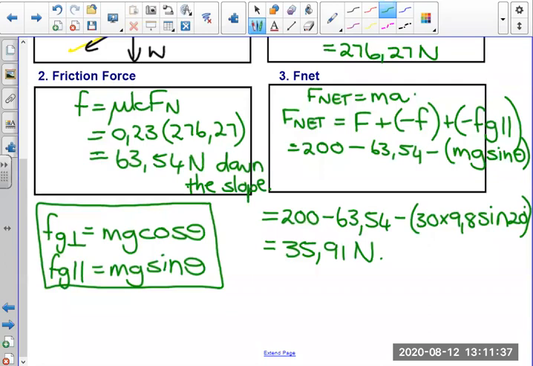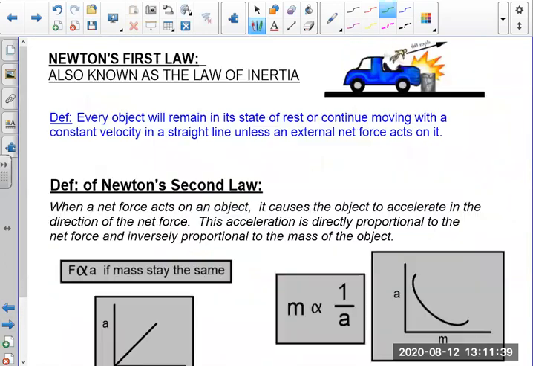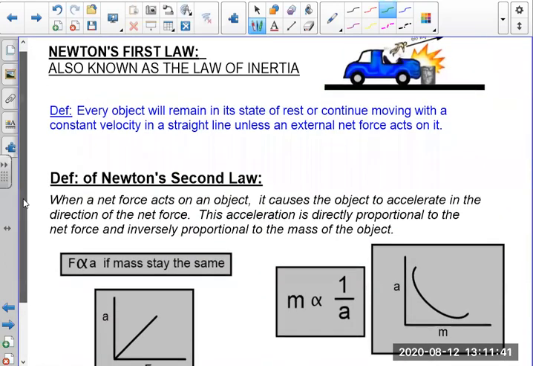Right. For the next one, let's quickly look at the next one. What I did, yes, I just put on the theory about Newton's first law. Now let's look at Newton's first law. Newton's first law actually says that every object will remain in a state of rest or continue moving with a constant velocity.